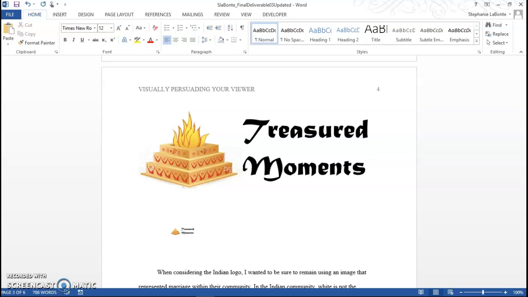Both of my logos are strong and represent their communities that they are to be displayed within. Both logos have a balance within the imaging and the lettering to ensure that the image is not clunky and is pleasing to the eyes. Both of my logos represent the business accurately and are visually appealing to potential clients.